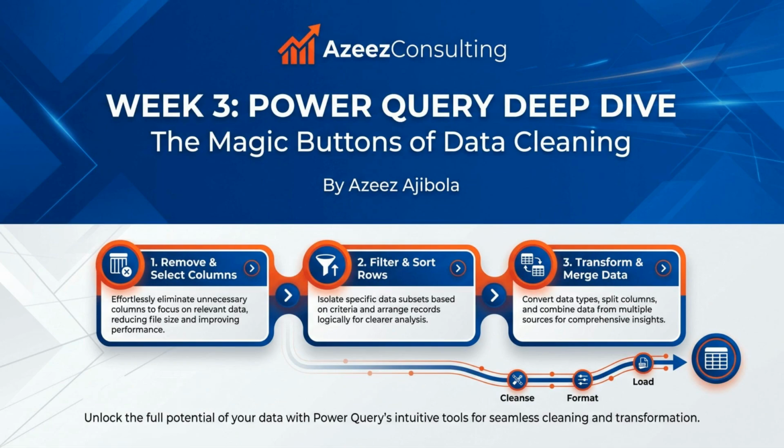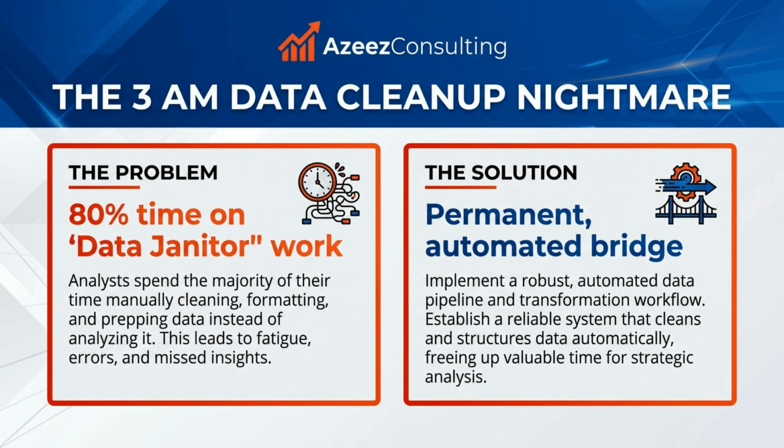Welcome to Week 3, where we take a deep dive into Power Query, focusing on the magic buttons of data cleaning. We will cover removing and selecting columns, filtering and sorting rows, and transforming and merging data to unlock its full potential. We are addressing the 3 a.m. data cleanup nightmare. The problem is, analysts spend 80% of their time on manual data janitor work.